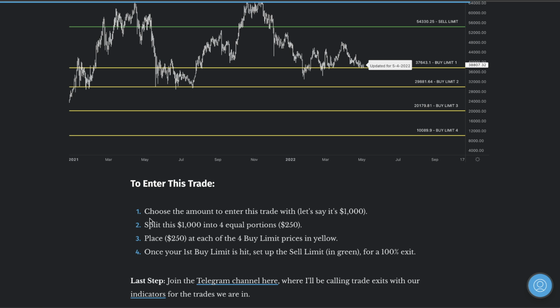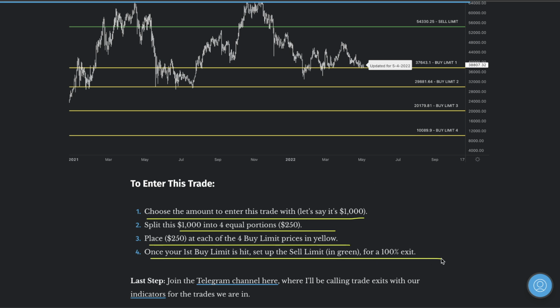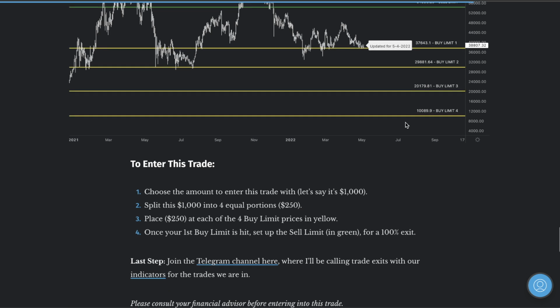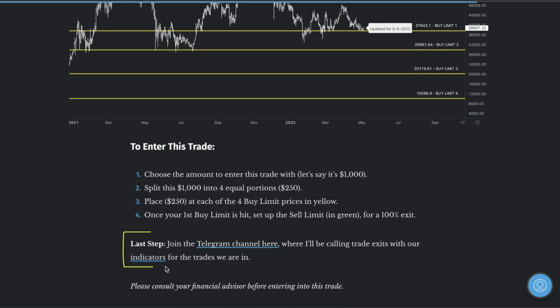Okay, anyways. All of these buy limits. Here's what you guys do. Choose the amount you want to enter in with. Let's say it's $1,000. Split it into 4 equal portions. That's $250, and place them at each of the yellow lines. Got it. Once your first buy limit is hit, set up a sell limit for 100% at the sell limit price. It's in green here, so you guys can all see that. Once your first buy limit is hit, just follow me in Telegram, because I'm going to call an exit for you guys with the indicators.